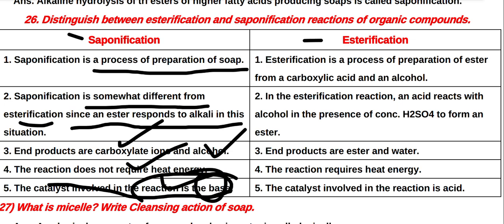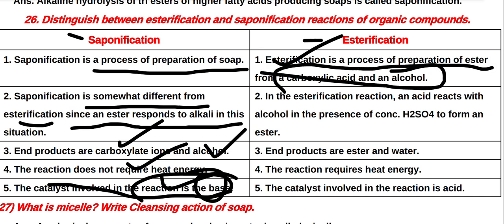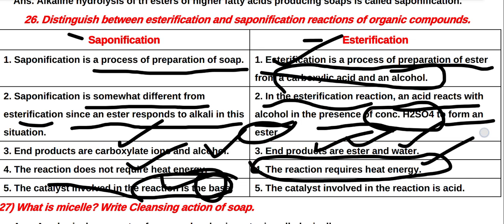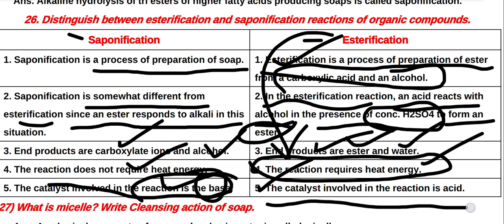Esterification is a process of preparation of esters from carboxylic acid and alcohol. In the esterification reaction, an acid reacts with alcohol in the presence of concentrated H2SO4 to form an ester. End products are ester and water. The reaction requires heat energy. What reaction? Esterification reaction needs heat energy. The catalyst involved in the reaction is an acid.